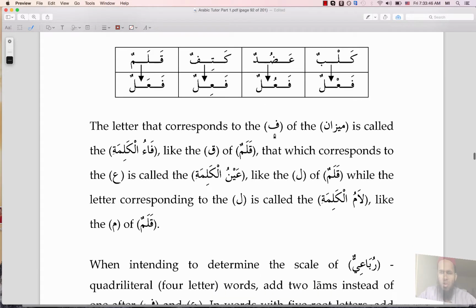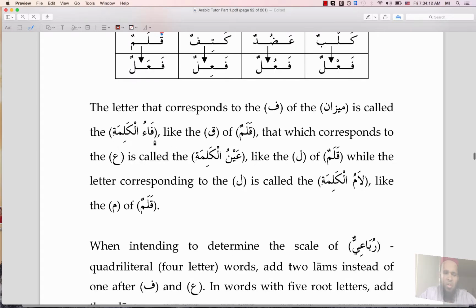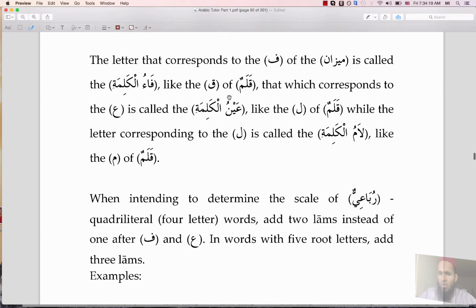The letter that corresponds to fa, as the mizan is called, fa kalma. So we'll just call it fa kalma. Qaf is fa kalma. Lam is ayn kalma. And mim is obviously lam kalma. But probably they say fa'ul kalima, aynul kalima, but we just say fa kalma, ayn kalma for ease of pronunciation. While the letter corresponding to lam, okay.